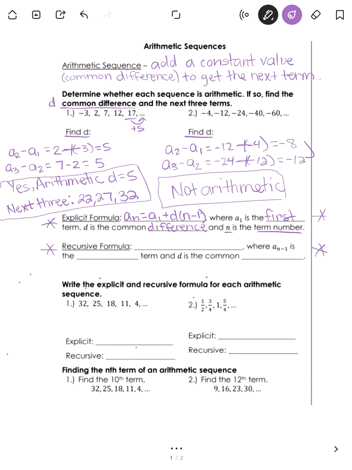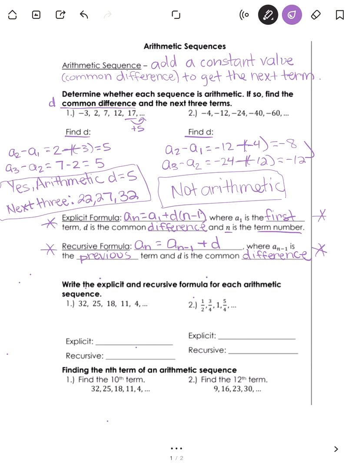The recursive formula is a sub n equals a sub n minus 1 plus d, where a sub n minus 1 is the previous term. So if I want to find the 10th term, I have to know the 9th term and add d to it, which again is the common difference.